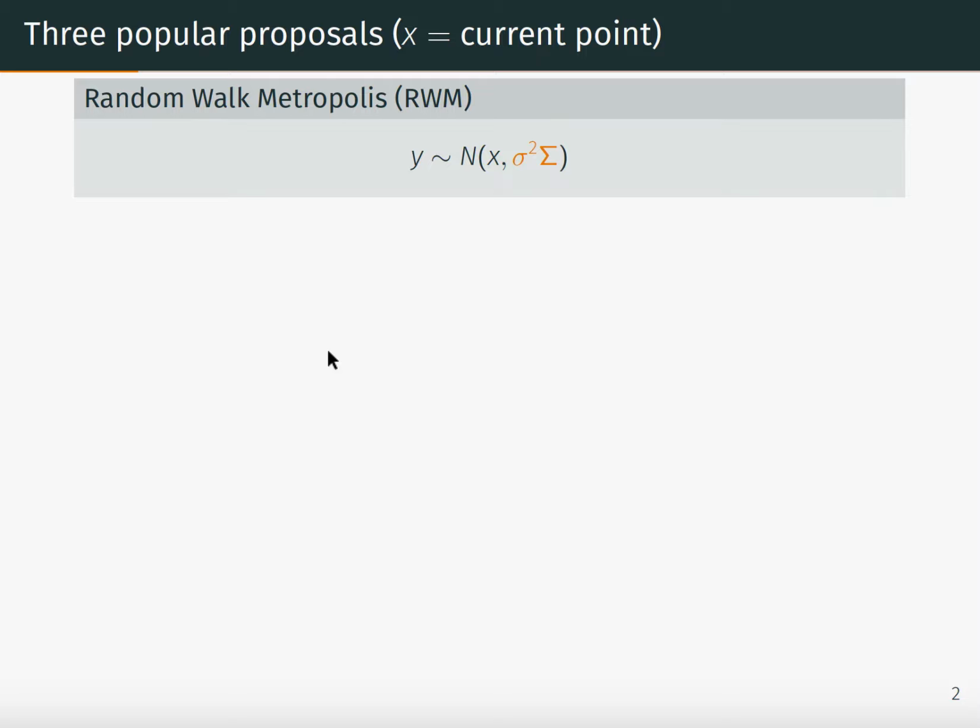So I want to talk about three typical ways to choose a Q in Metropolis Hastings, so three popular proposals. The first one is called the random walk Metropolis, and it's very simple. You just take the current point in your Markov chain and you add some zero mean symmetric noise to it. So in the Gaussian case it looks like this. And there are two tuning parameters for this method. One is this sigma squared, which is a kind of global scaling, and the other one is this capital Sigma, which is a preconditioning matrix, and you typically try to get this to match the covariance matrix of your target distribution.